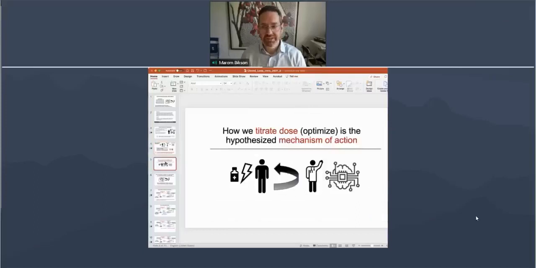I also want to suggest that how we titrate is inherently linked to what we think is the mechanism of action. And I'll talk more about that, but I don't think we can disentangle those two. Because in whatever strategy we're using to titrate dose, we're often making a lot of assumptions about the etiology of the disease, what biomarkers tell us about the disease, and also about how the stimulation itself works.